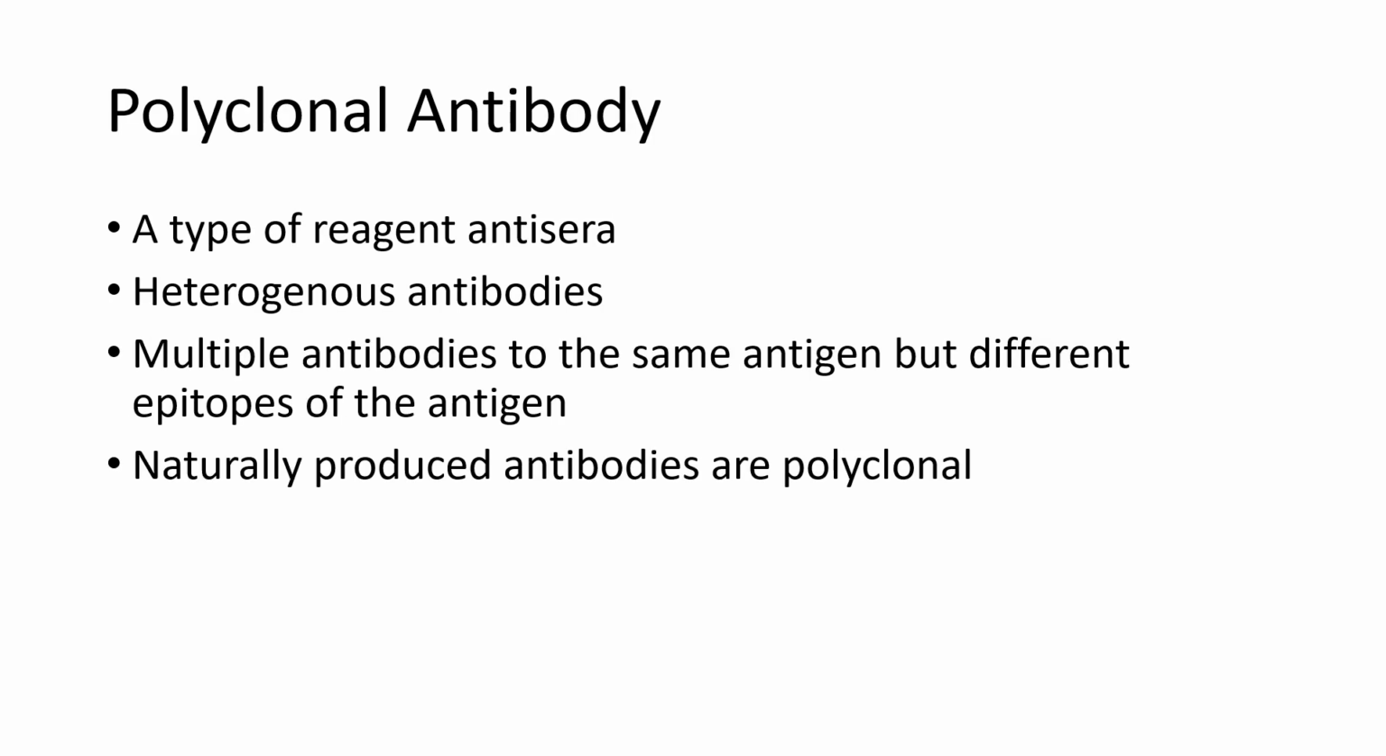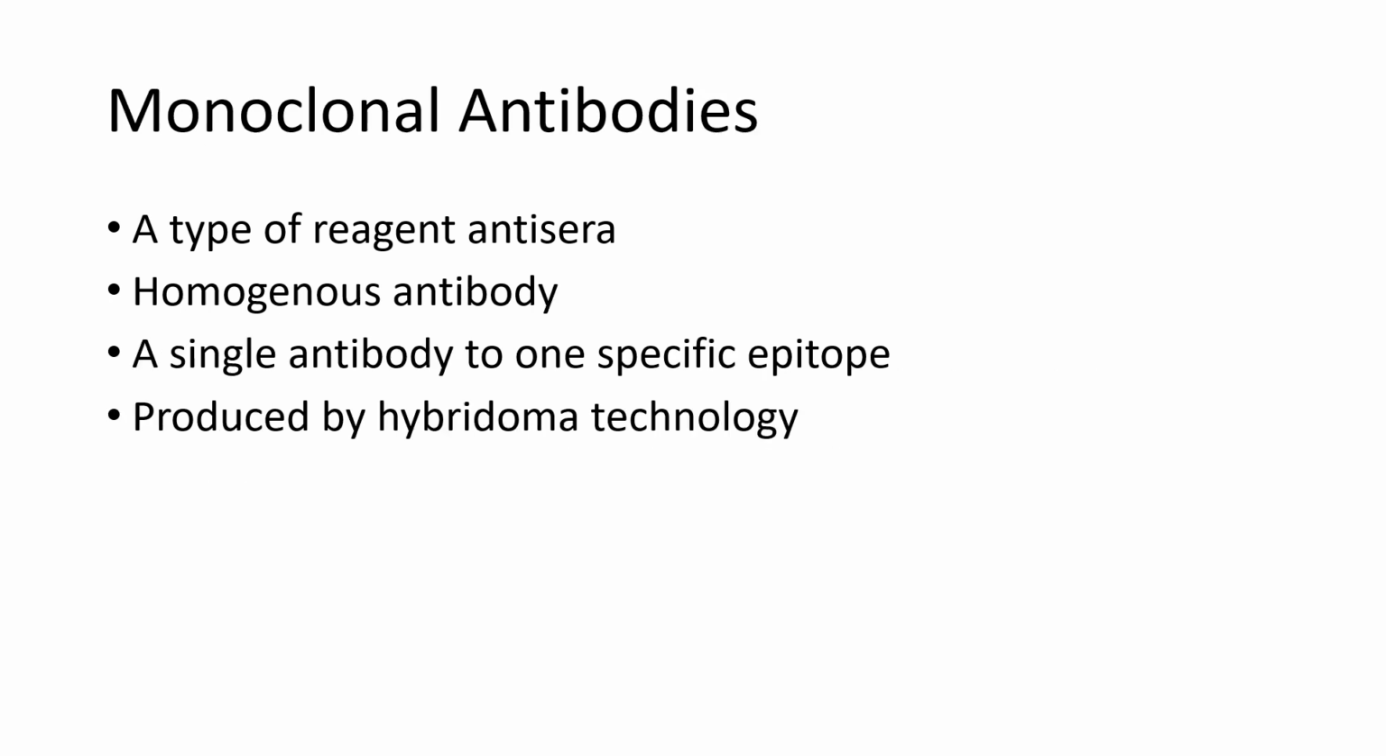Polyclonal antibody: a type of reagent antisera. These have heterogeneous antibodies: multiple antibodies to the same antigen but different epitopes of the antigen. Naturally produced antibodies are also polyclonal. Monoclonal antibodies: a type of reagent antisera, which has homogeneous antibodies, a single antibody to one specific epitope, and is produced by hybridoma technology.